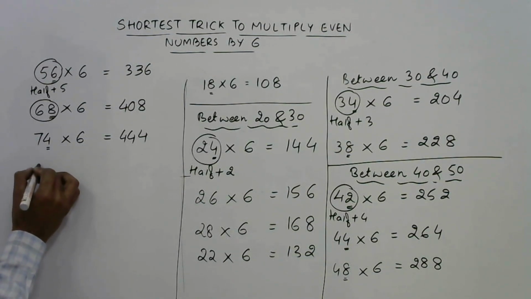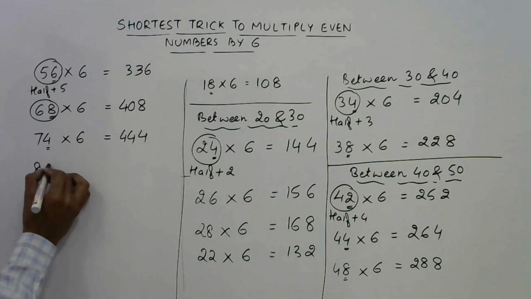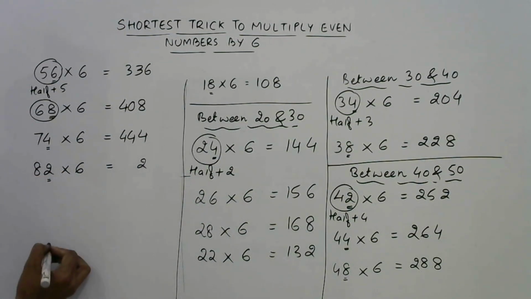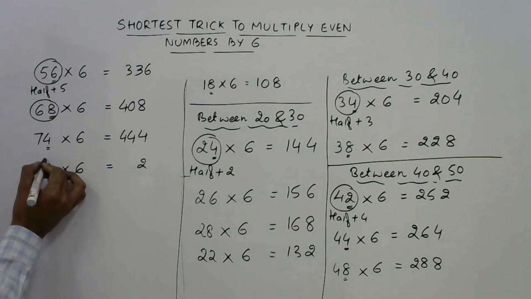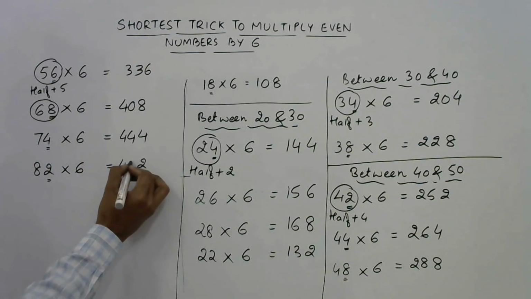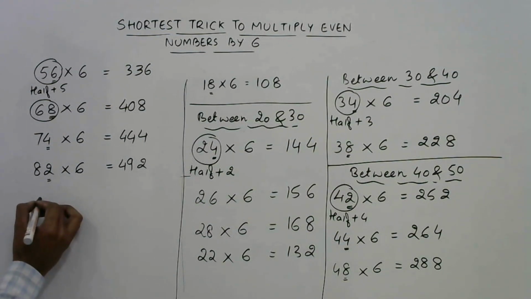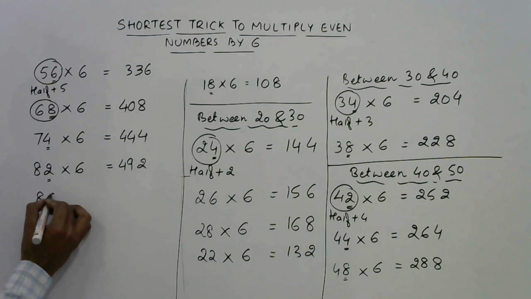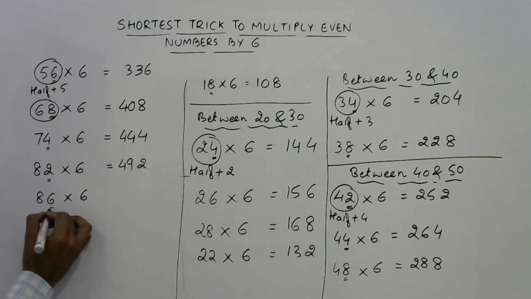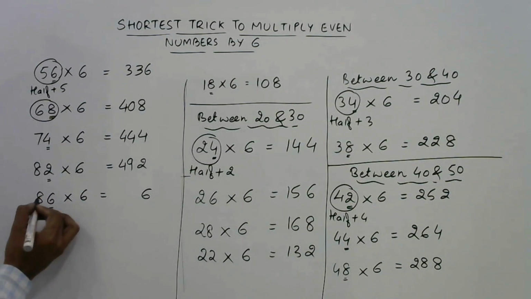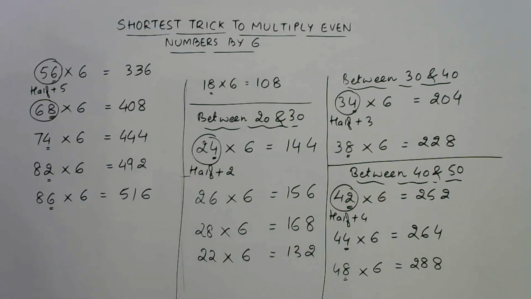Let's take 82 into 6. So ending with 2. Half is 41 plus 8, 49. So 492 is the product. What about 86 into 6? So ending with 6. Half is 43. 43 plus 8 is 51. So 516 is the product.